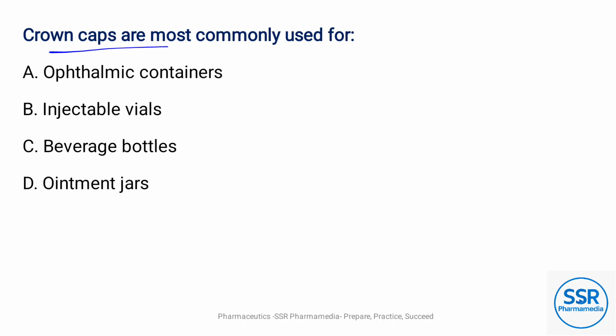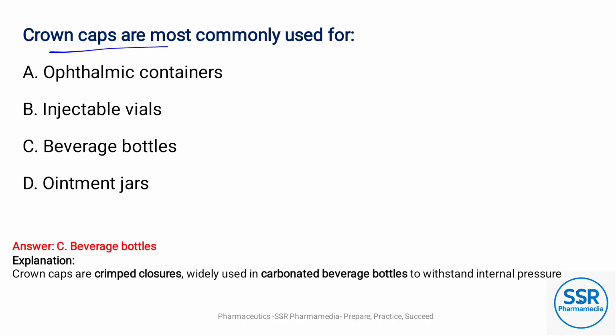Crown caps are most commonly used for, the answer is option B, beverage bottles. Crown caps are crimped closures, widely used in carbonated beverage bottles to withstand internal pressure.